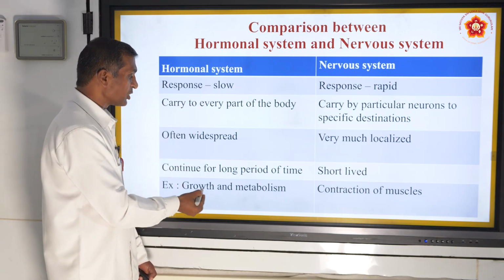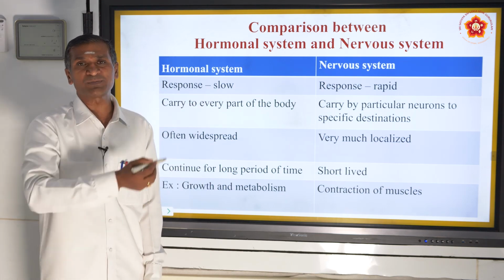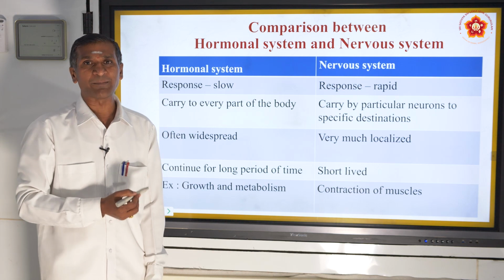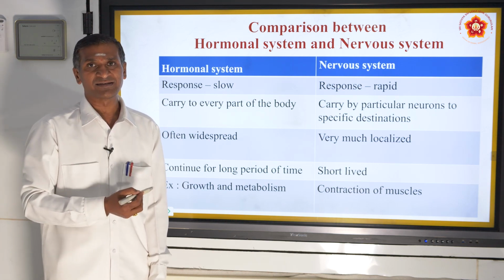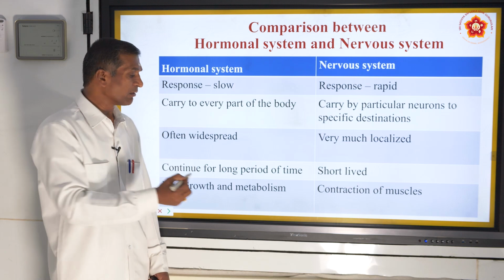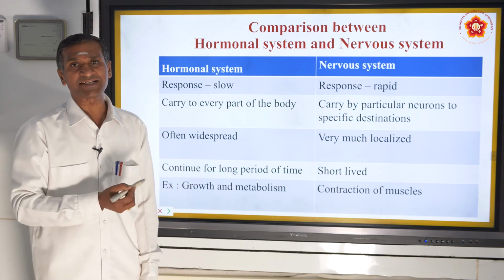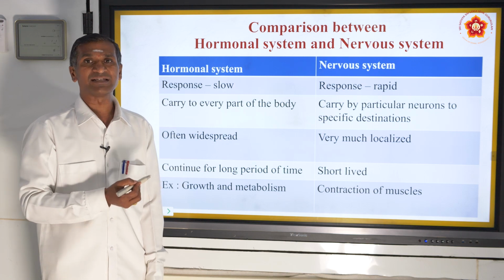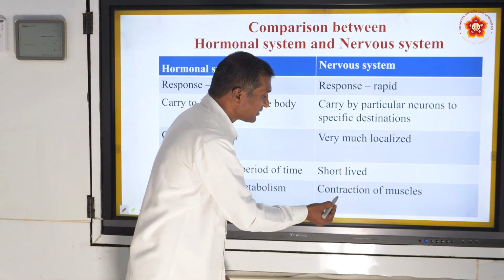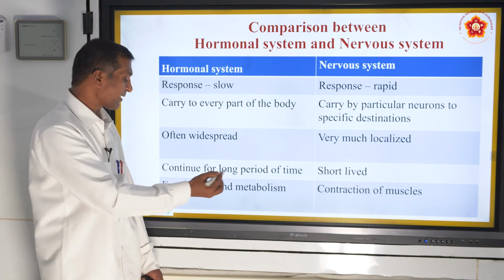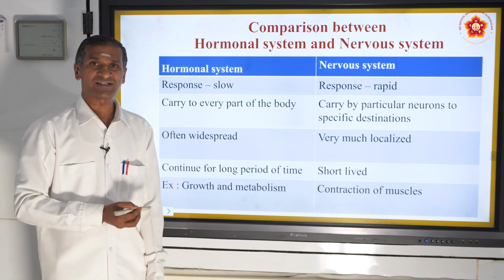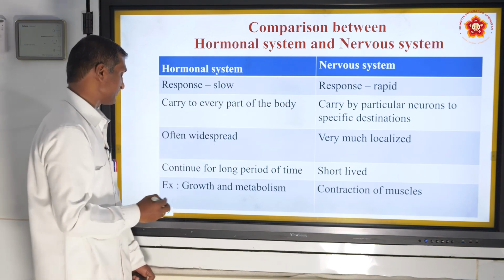The hormonal system, growth and metabolism in the body. Growth may stop at a certain age, but till our life, till we breathe, till we respire, the metabolic activities, the life activities, such as respiration, circulation, digestion, excretion, all these metabolic activities are carried out till we breathe, till we have life in the body. The nervous system, contraction of muscles, is an example of that activity. So this is the comparative study of hormonal system and nervous system.